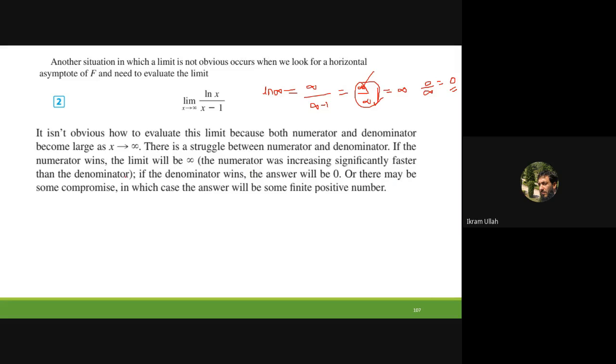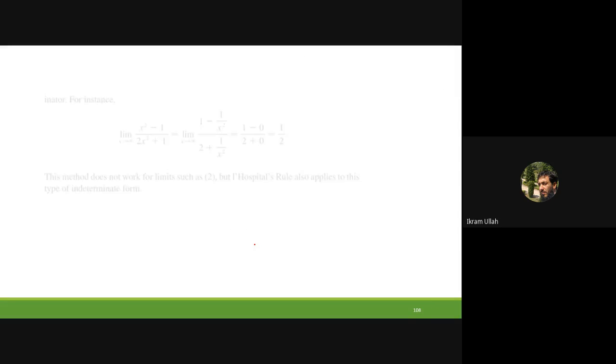Or there may be some compromise, in which case the answer will be some finite positive number. In general, a limit of such type we can write as a limit as x approaches a of f(x) by g(x).